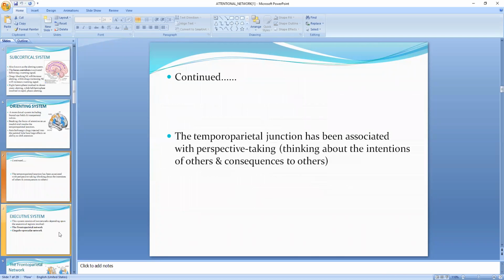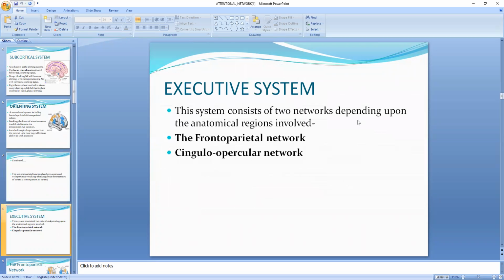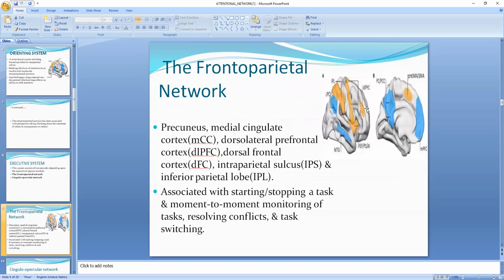The third and the last system is executive system. This system consists of two networks depending upon the anatomical region involved. First, we will see the frontoparietal network. It involves the region as shown in this diagram. First is precuneus, as shown in this blue region. Medial cingulate cortex, dorsolateral prefrontal cortex, as shown in this yellow region. Dorsal frontal cortex, interparietal sulcus, and inferior parietal lobe. It is associated with starting or stopping a task and moment-to-moment monitoring of tasks, resolving conflicts, and task switching.